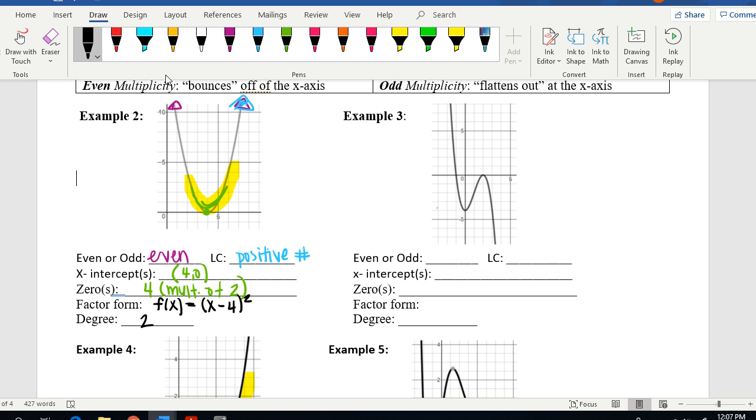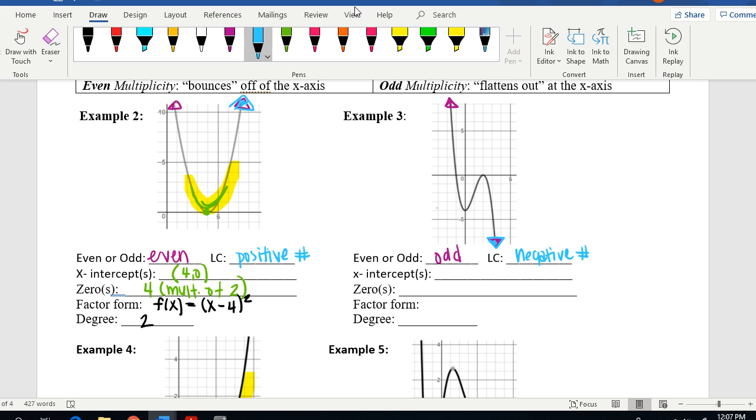All right, let's try example 3. So the first thing I'm going to look at is, is this even or odd? So I look at my ends. They're going in opposite directions. So this is going to be an odd degree function. So I have to have 3 solutions, 5 solutions, 7 solutions. Looking at the right side of my function, this is going down. So I need a negative number as my leading coefficient.